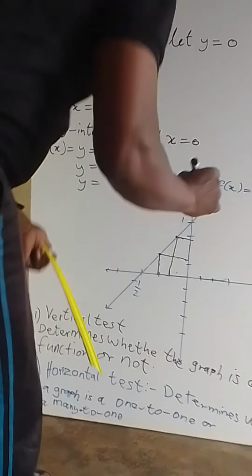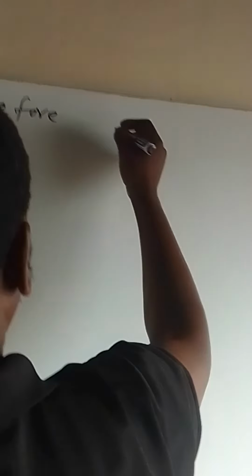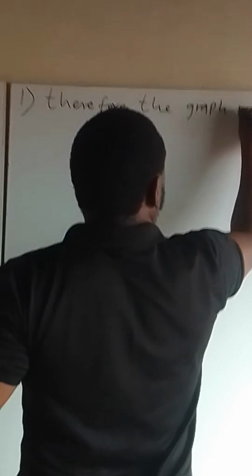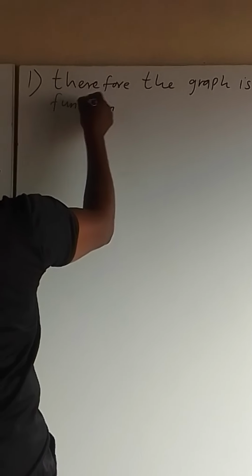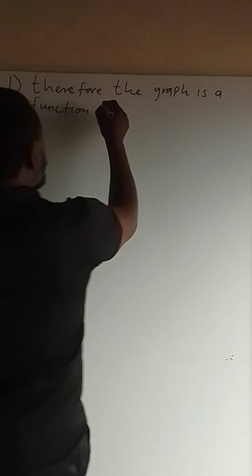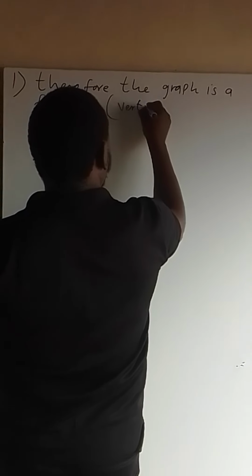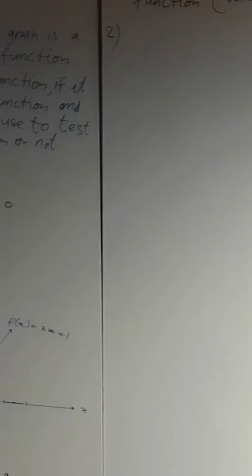Then you can say that therefore the graph is a function by using a vertical test. Number 2. Now we're going to use a horizontal test.